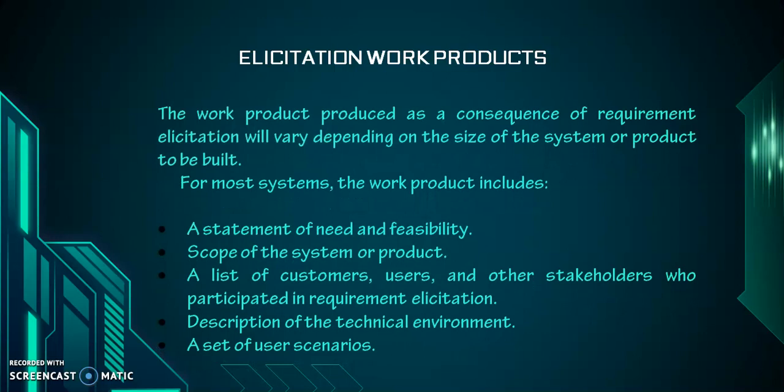Next are the elicitation work products. The work products produced as a consequence of requirement elicitation will vary depending on the size of the system or product to be built. For most systems, the work products include a statement of need and feasibility, the scope of the system or product, a list of customers, users, and other stakeholders who participated in requirement elicitation, a description of the technical environment, and a set of user scenarios.